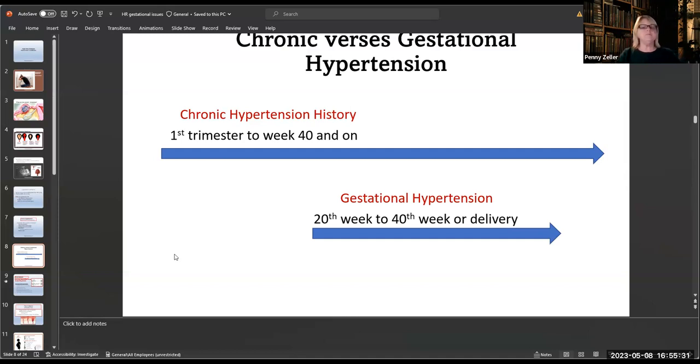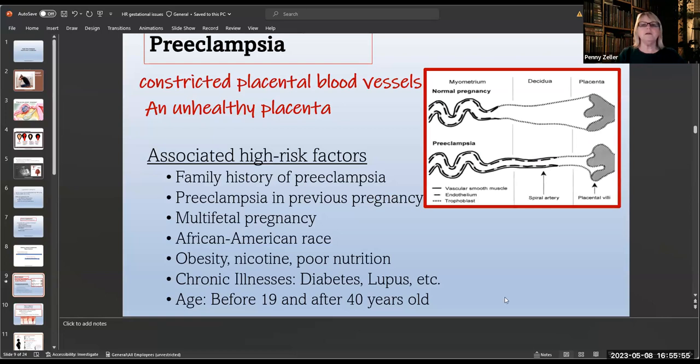So that's what we mean by gestational hypertension. It only occurs during pregnancy. The pregnancy is causing it. Okay, got it? So let's talk about a phenomenon you've probably heard little bits and pieces about. It's called preeclampsia.